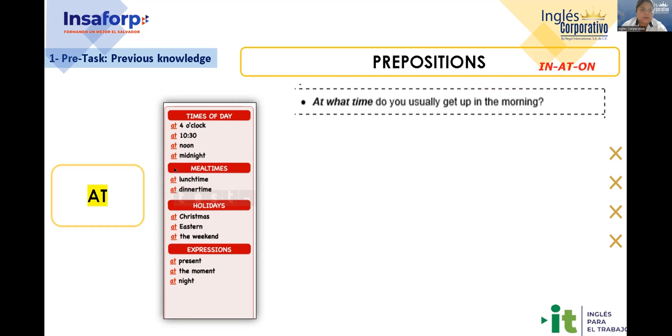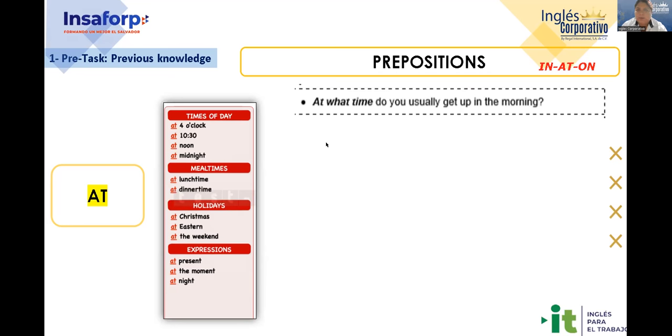Meal times. So what's that? Las horas de las comidas. For example, lunch time or dinner time. La hora del almuerzo and la hora de la cena. Holidays, for example, at Christmas, Navidad, at Easter, Pascua, at the weekend. Y también mencionamos que podría ser utilizada con at, con weekend, ¿verdad? O con on, podría ser también intercambiada. We also have expressions such as at the present, at the moment, and at night.